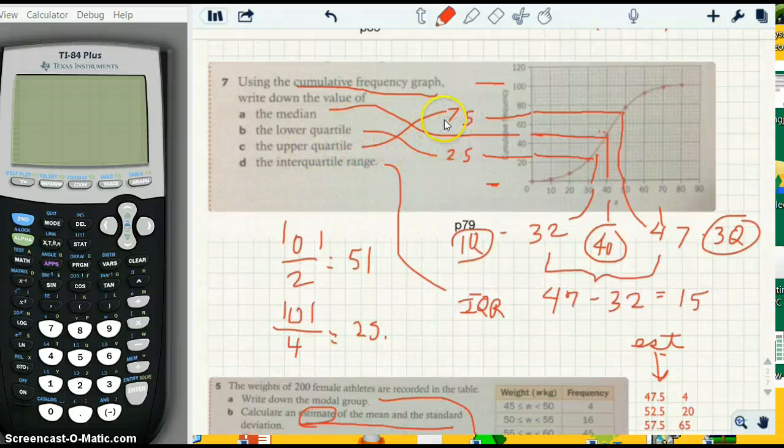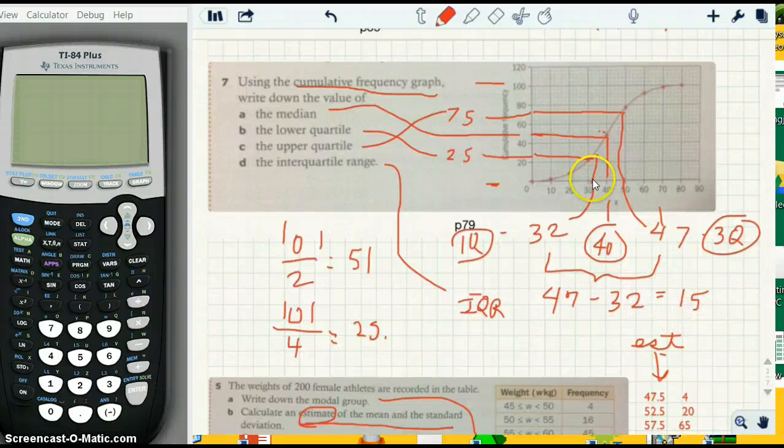Well, the 75th person has the score that is the upper quartile, but whenever they ask for median, lower quartile, and upper quartile, what they're asking for is what is on the x-axis, what's the score, or what's the amount of rain, or whatever. The interquartile range, you have to calculate by taking the upper quartile, which in this case we said was 47, minus the lower quartile, which in this case we said was 32, and we get 15. So the IQR is 15.